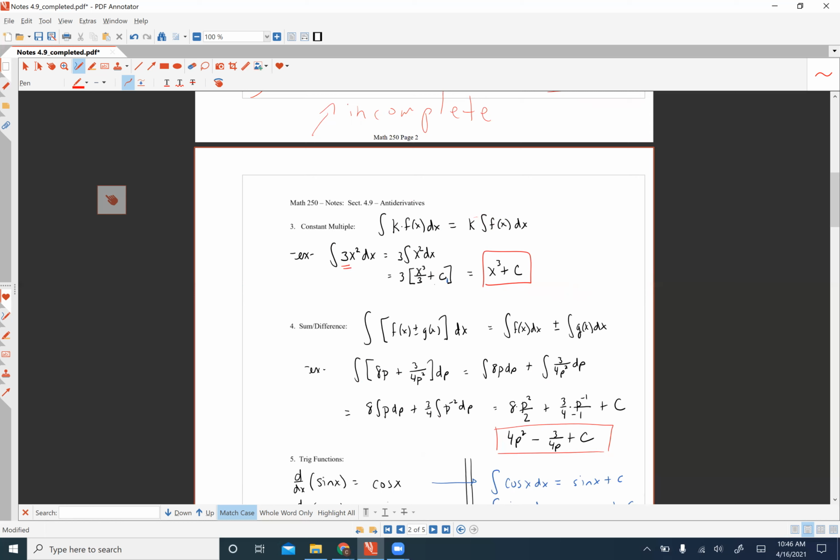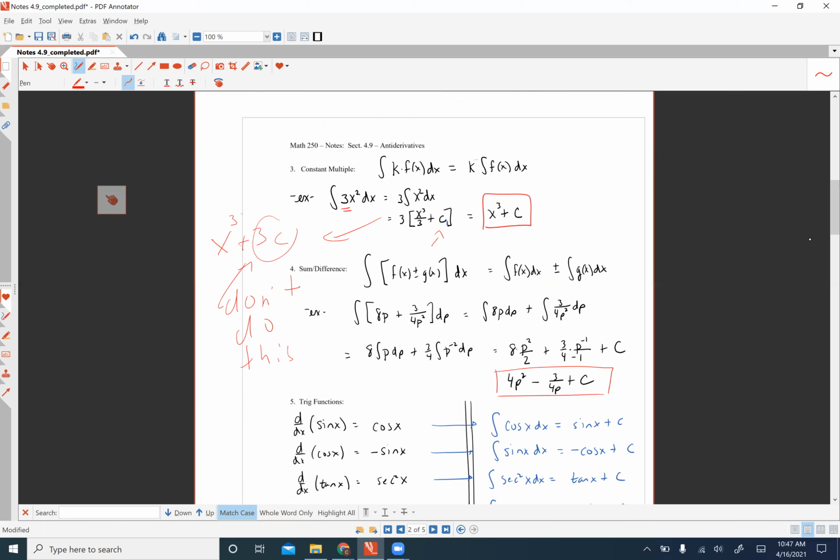The integral of a sum or the integral of a difference is equal to the sum of the integrals or the difference of the integrals. So we can actually split the integrals into 2 pieces. That's very common. You do that a lot in Calc 2. But again, here, integral of 8p minus 3 p to the -2. So just separate them into 2 separate integrals. Make it 2 separate problems, and then we can pull out the constant.